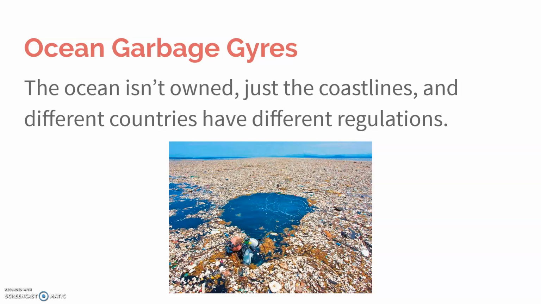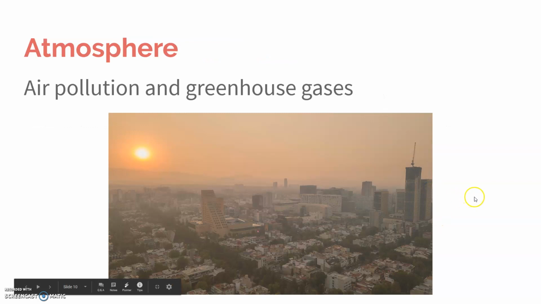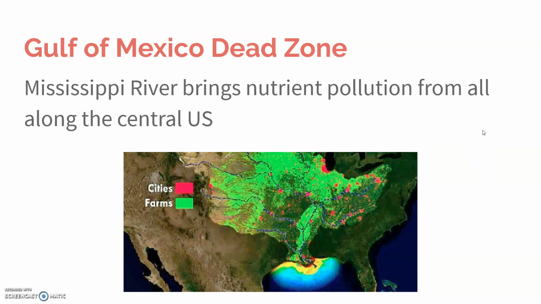But in places where you don't have a lot of regulations about how much trash gets into the water, we get these giant gyres or currents of just trash, and it's disgusting. But it's a collective result. Air pollution, because each person produces a little bit of pollution. The Gulf of Mexico dead zone results from the use of fertilizers along the watershed for the Mississippi River.